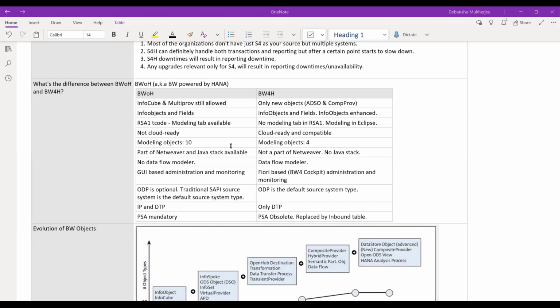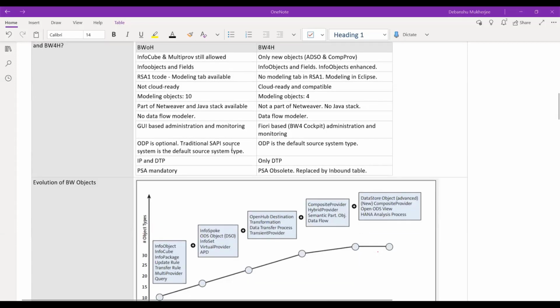Then next is BW on HANA. There is a GUI based administration and monitoring. That means you will log on to the backend system and there you will do all your administration and your monitoring. In BW4HANA, it's a web-based online portal, which is called BW4 Cockpit, used for administration and monitoring. Okay, Eclipse is used for modeling, and BW4 Cockpit is used for administration and monitoring. Even your process chains, you no longer create in the backend in RSPC. You create those process chains in BW4 Cockpit.